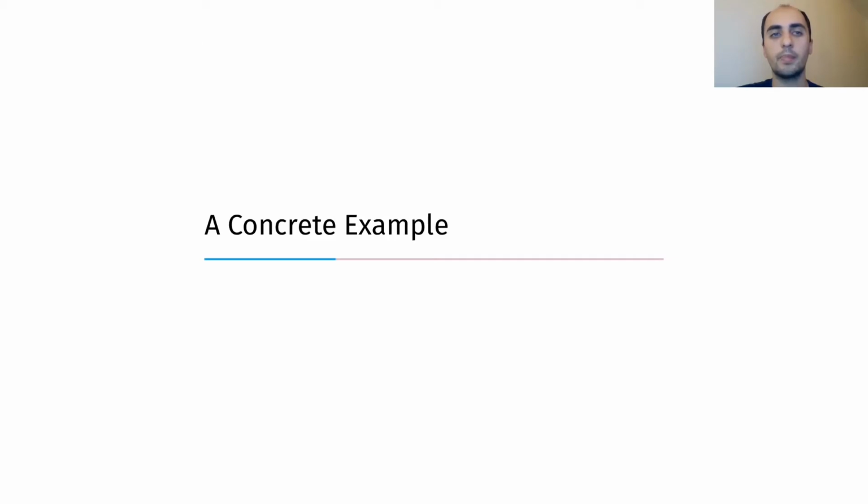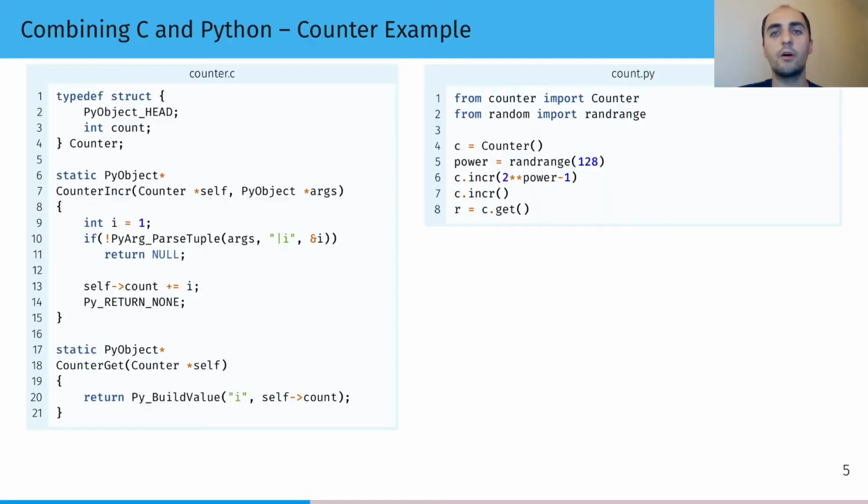So let's start with our example. This is a toy example of a counter object defined in C. It has a header here to be considered as a Python object, and then we add a special field which is the count of the counter instance, which is a signed integer.